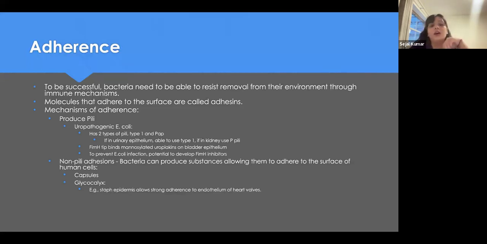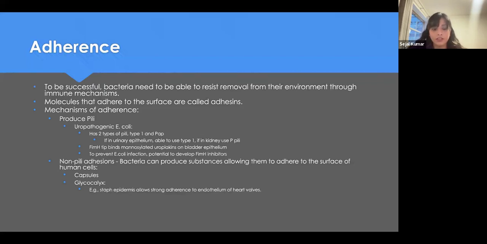On these, they have a FimH tip, which binds to mannose-related uroplakins on the bladder epithelium, and that basically helps it adhere to the bladder epithelium and resist removal, essentially. And so FimH inhibitors are a potential way to prevent E. coli infection.